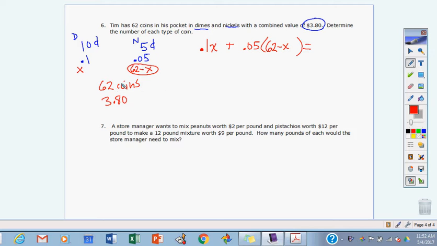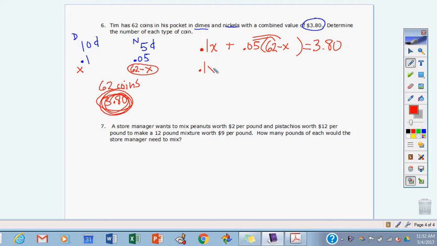Equals, I don't want you to multiply these together because we don't have 62 coins worth $3.80. We have $3.80 total. So the 62 definitely comes into play for finding the x and the 62 minus x. But as far as the right side of the equation goes, you just write down the value of the money, which is $3.80. Okay, so now I'm going to distribute and I'm going to solve. I mean, that's the equation. Value of dimes plus value of nickels equals total value.